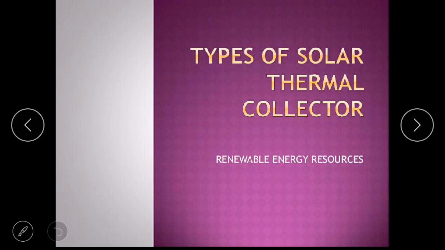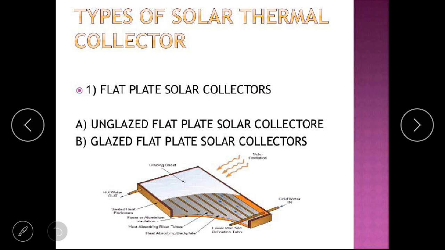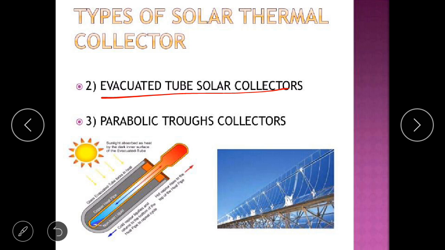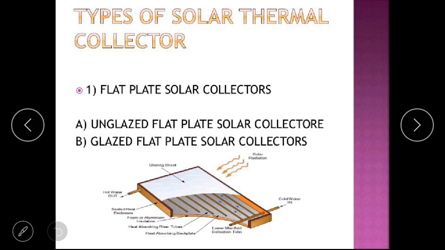Types of solar thermal collector. First is the flat plate solar collector, second is the evacuated tube solar collector, and third is the parabolic trough collector. Flat plate collectors are of two types: first unglazed type and second glazed type. Unglazed means uncovered, and glazed means covered. In the next slide we discuss what is glazed and what is unglazed.